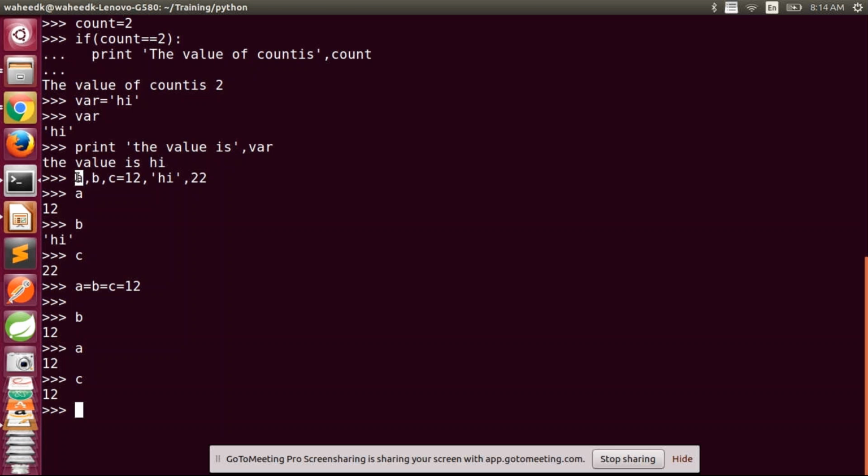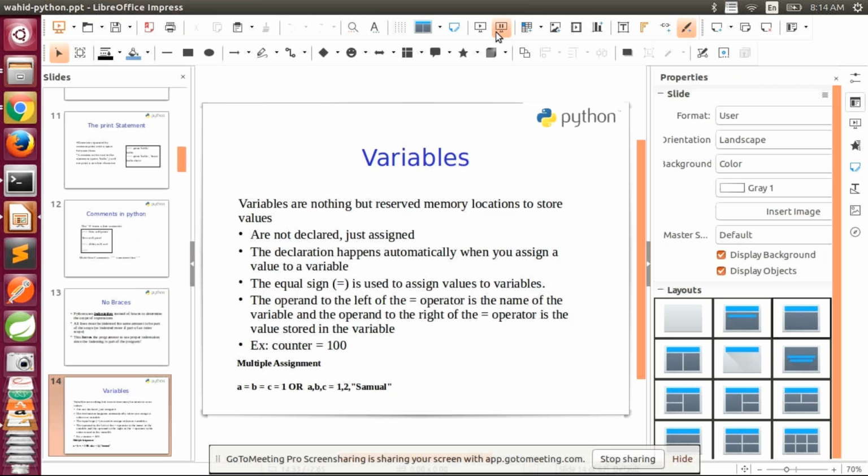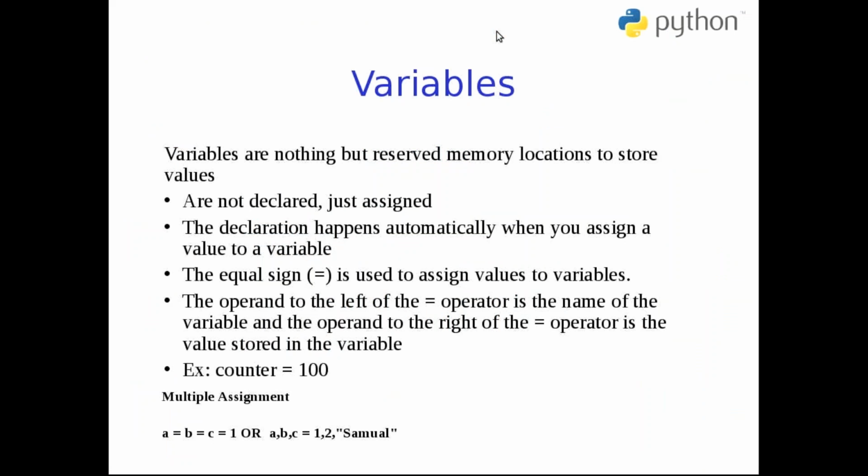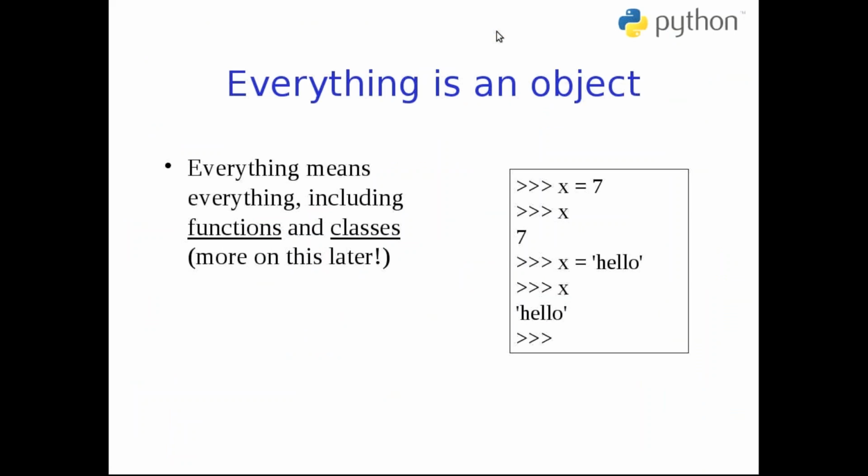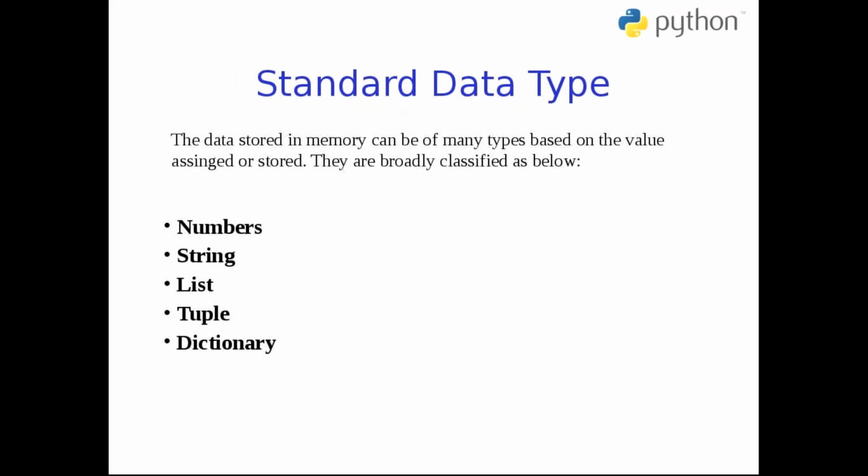Now I think we should quickly move towards data types. That was variables. In Python, everything is considered an object. I'll quickly move towards the concept of objects and classes and tell you what an object is. Everything is an object. Whether functions, classes, or variables, there is an object identity behind it. These are the standard data types. Before moving forward, you should have a strong base in the standard data types. In Python, the standard data types are number, string, list, tuple, and dictionary.